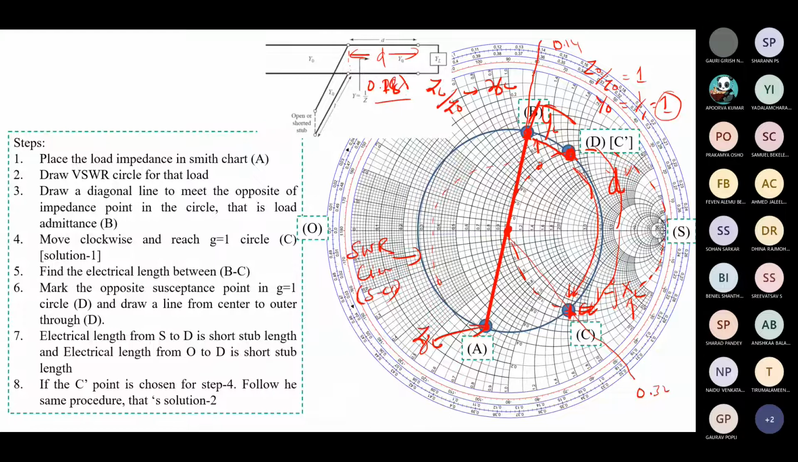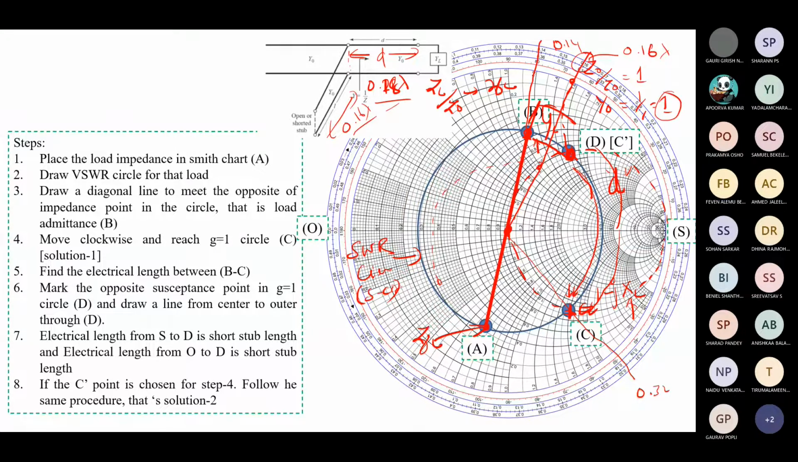Okay. Now we have to cancel this value. To cancel it, we go to the opposite side. We have to move along the imaginary circle because we have to cancel only the reactance part. Then we mark this point. From the center, take the line, and here you can see this value is 0.16 lambda. That is the length of the open stub, which is the answer for this particular problem.